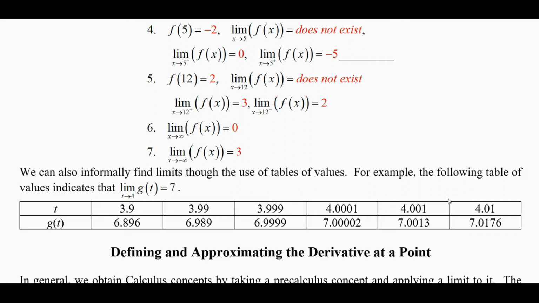So as we're approaching the middle of the table here, the x values or t values, input values, are getting closer and closer to 4. And if you look at what the y values are, it looks like they're approaching 7 from both sides.